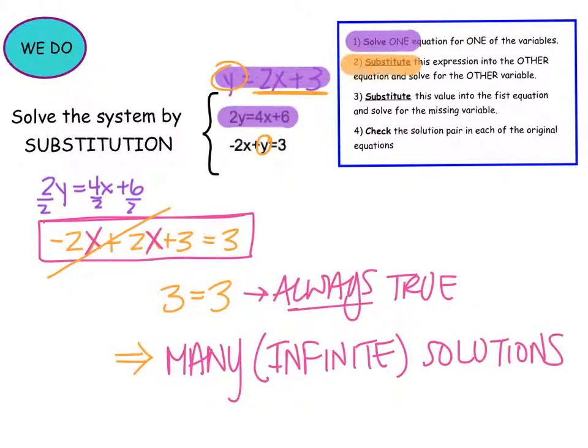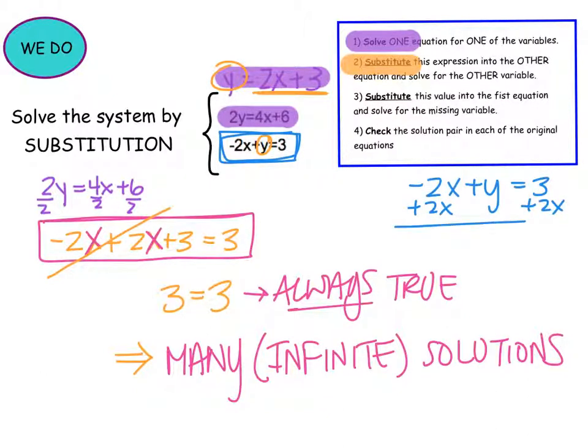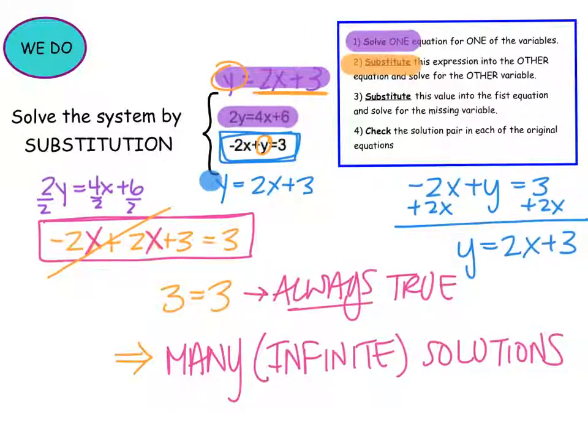And so actually, if you go back and look at our two equations, we know that if we get many or infinite solutions, we should actually be dealing with the same equation. And so I'm going to take the second equation and solve it for y, and look what happens. If we have minus 2x plus y equals 3, and we solve for y by adding 2x to both sides, we get y equals 2x plus 3. Notice our two equations now. Now that they've been rearranged, they're actually the exact same equation.